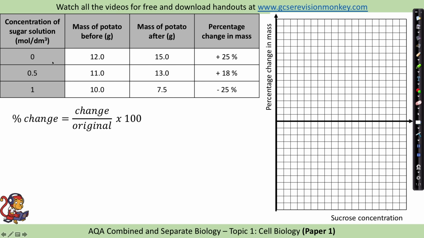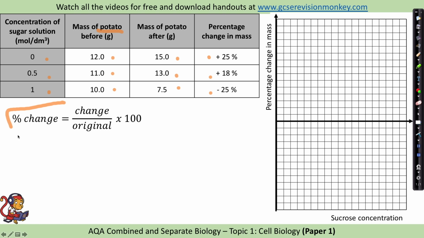So we've got our different concentrations of sugar solutions here. The mass of the potato, if we use a potato for example, before. Now these are ever so slightly different. We've tried to get the size the same, but they are a gram or so out of each other. The mass of the potato after the 24 hours. And then we've calculated a percentage change in mass.